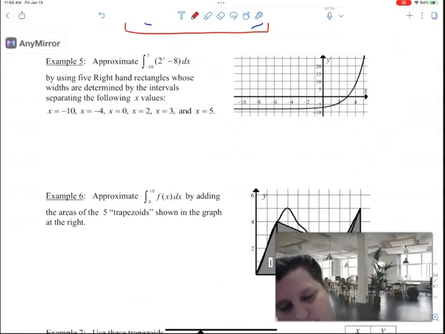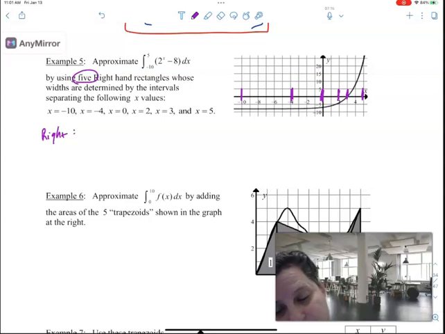All right. Approximate the integral of 2 to the x minus 8 dx from -10 to 5 using 5 right-hand rectangles whose widths are determined by the intervals separating the following x values. Ugh. Okay. -10 to -4. So I've got that rectangle. To 0 to 2 to 3 to 5. Okay. 5 rectangles. There we go. All right. Okay, so here we go. I'm doing a right-hand rule.